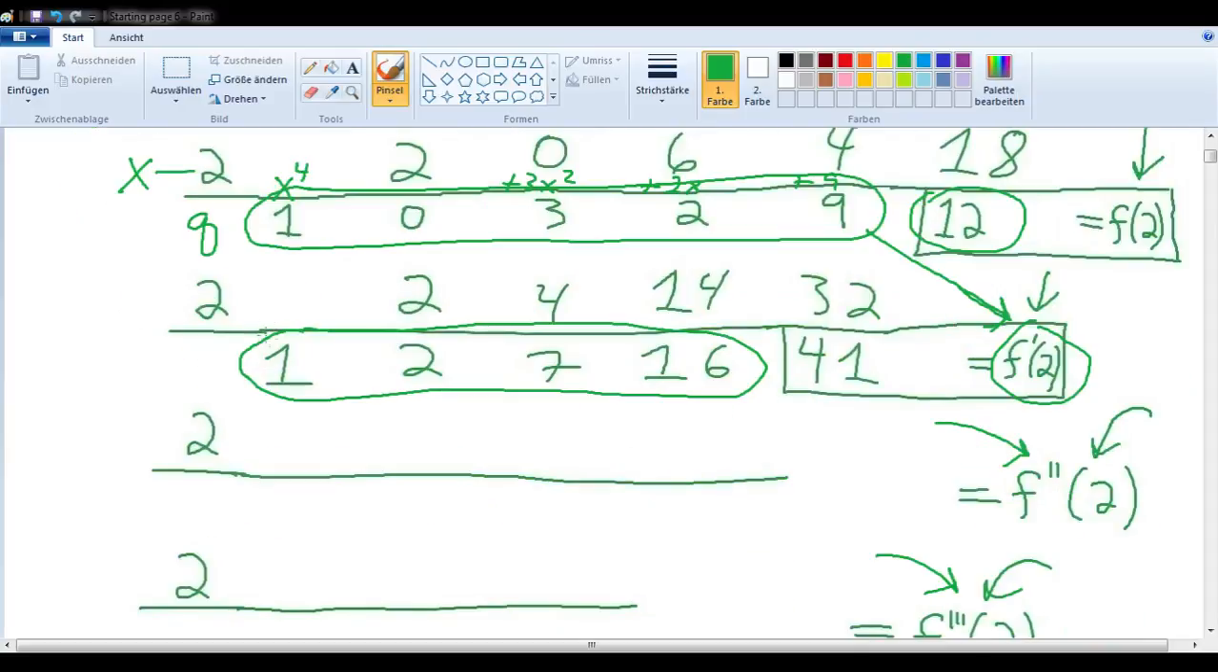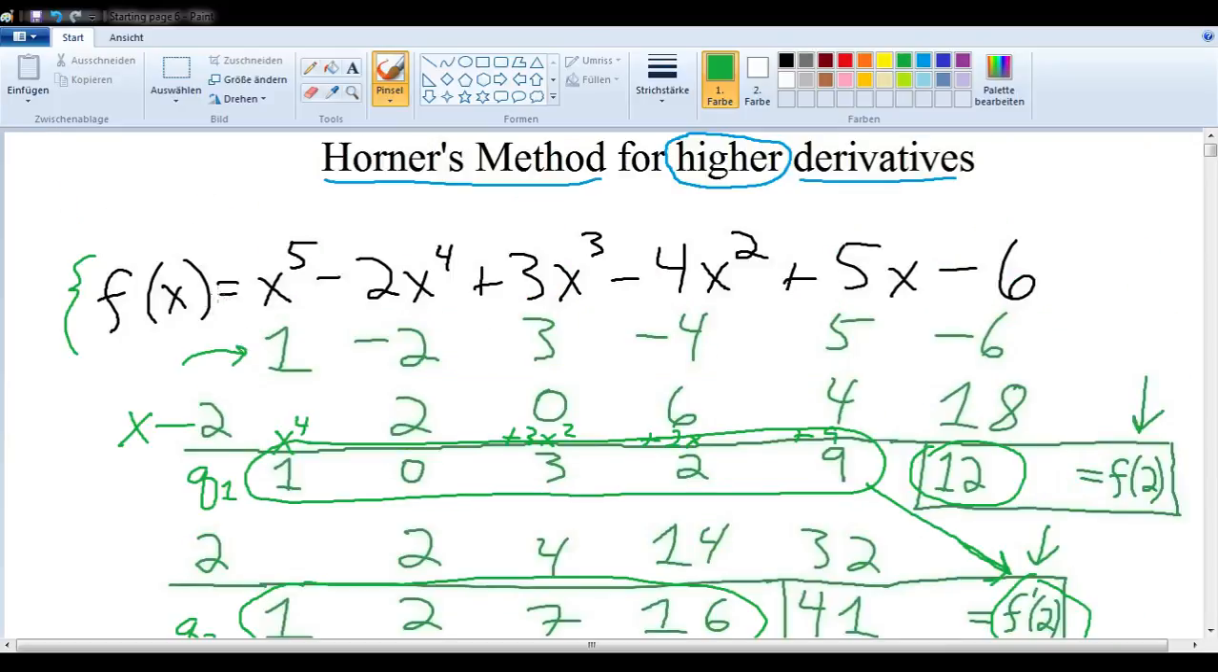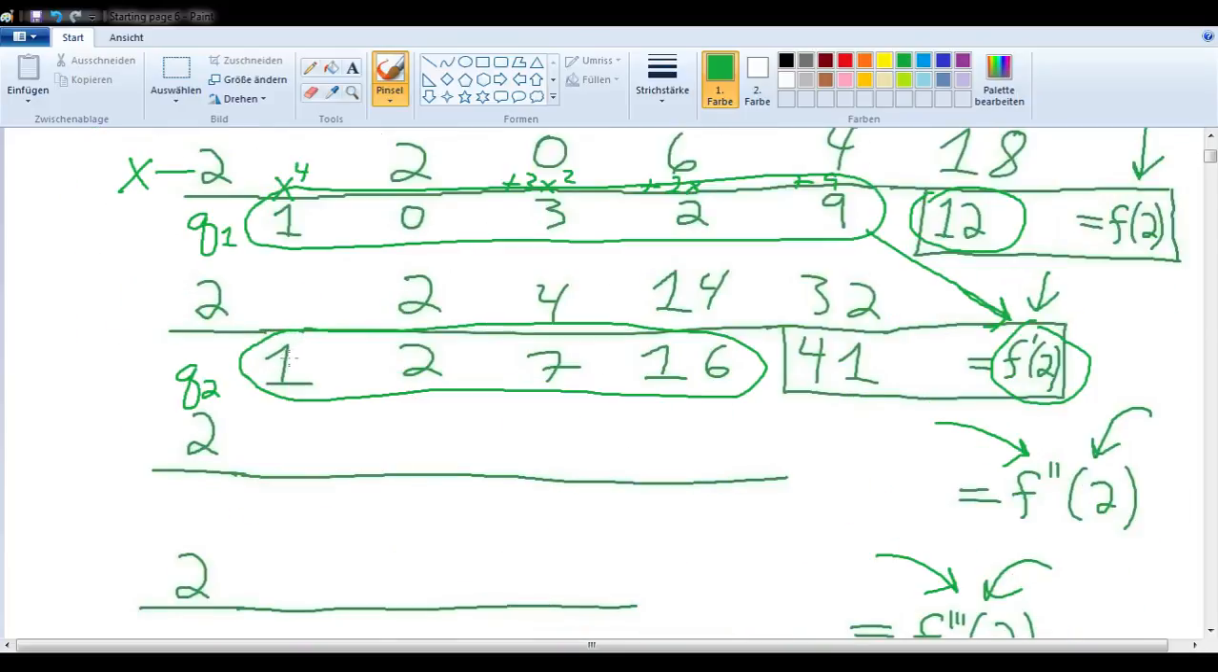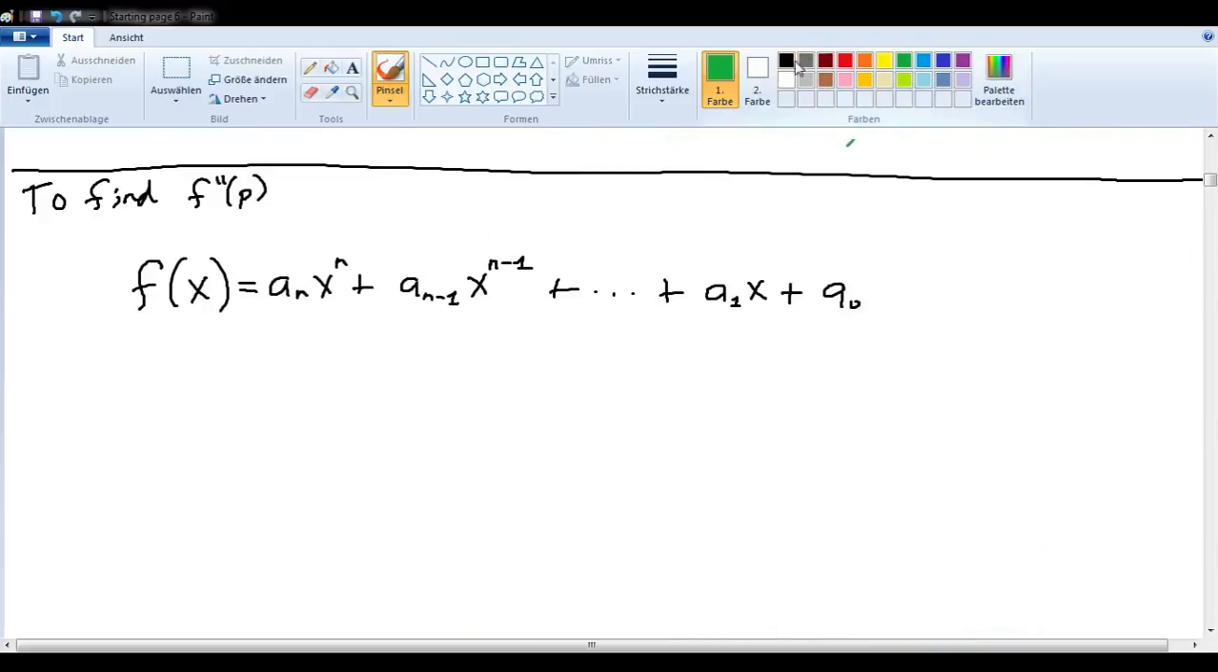Now we want to use this, let's call this q sub 2, and we can retroactively now call this one maybe q sub 1, and even the one before that, the original function, we'll call q sub 0, and we will use q sub 2 to find the second derivative of f evaluated at 2. So let's try to do that.